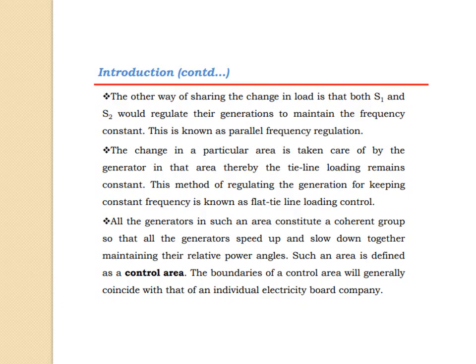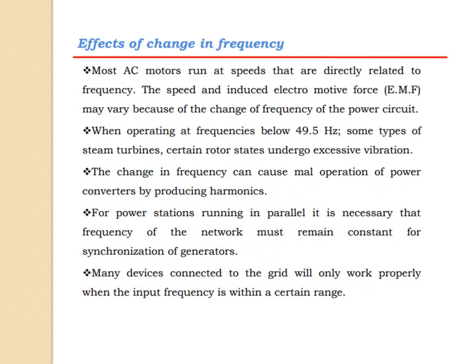The other way of sharing the change of load is that both S1 and S2 regulate the generation to maintain the frequency constant. This is called parallel frequency regulation. All the generators in such an area constitute a coherent group, so all the generators speed up and slow down together, maintaining the relative power angle. Such an area is called a control area. The boundary of the control area will generally coincide with that of an individual electricity board or company.